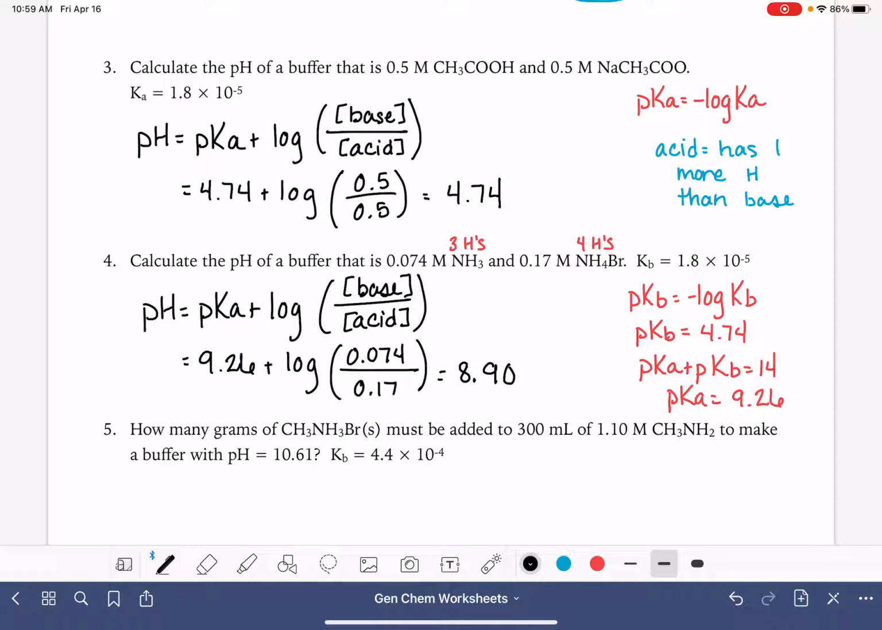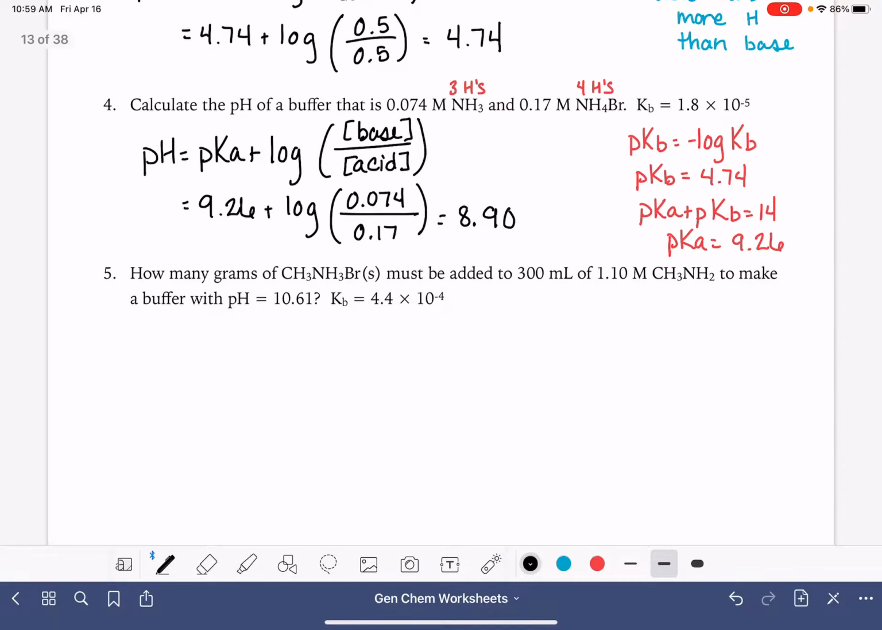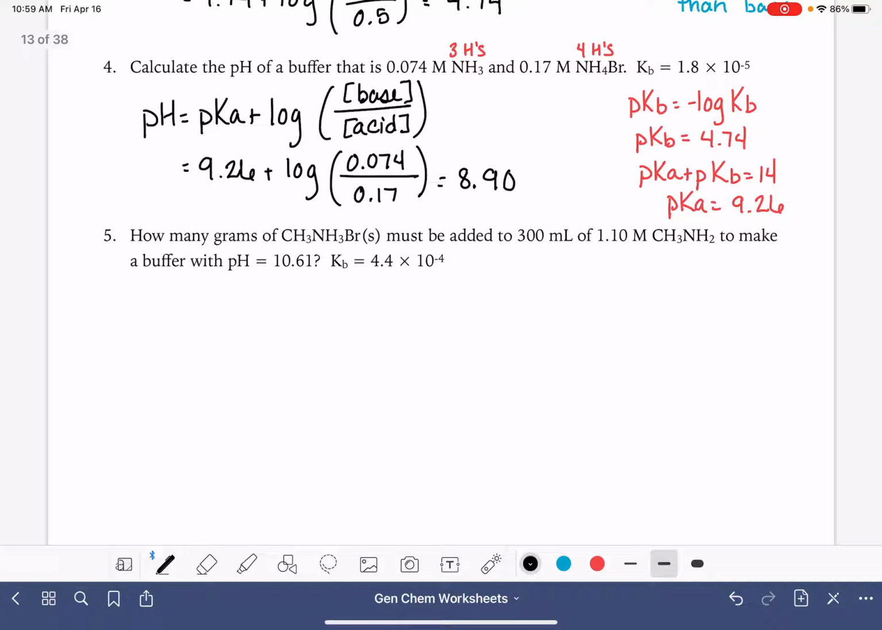8.90. The last problem that we're going to look at is asking us to make a prediction about what we need to do to make a particular buffer. We want to make a buffer that has a pH of 10.61. So let's get ourselves set up with Henderson-Hasselbalch. pH equals pKa plus the log of the concentration of the base over the concentration of the acid.